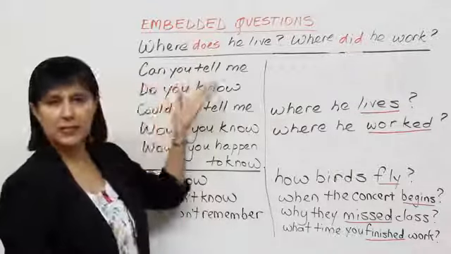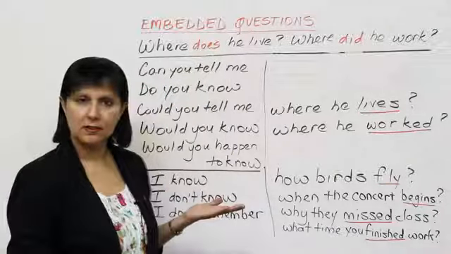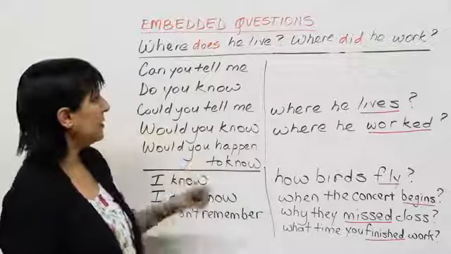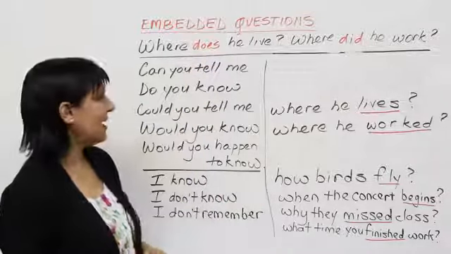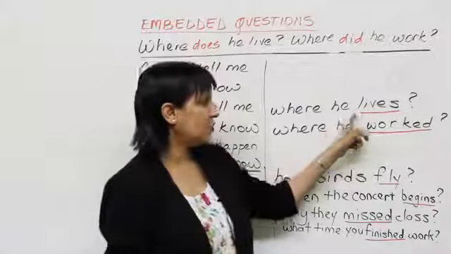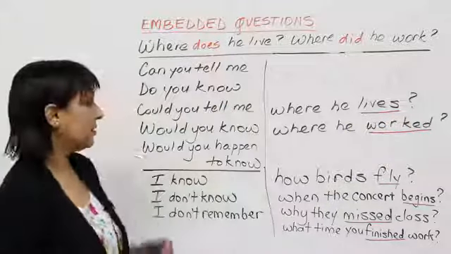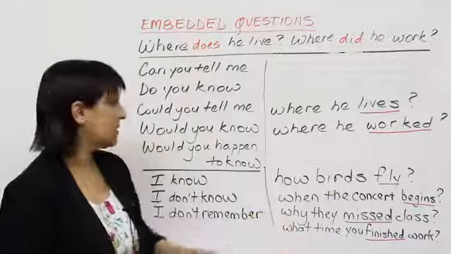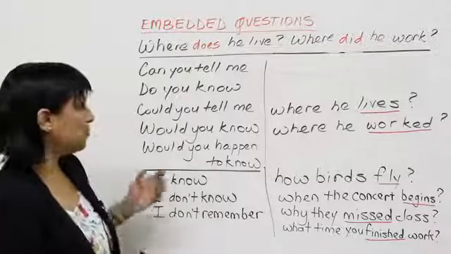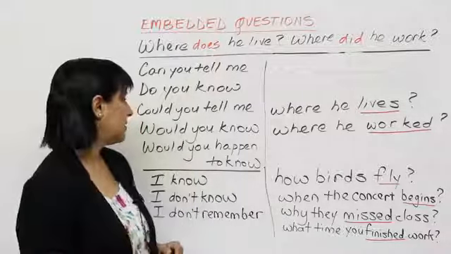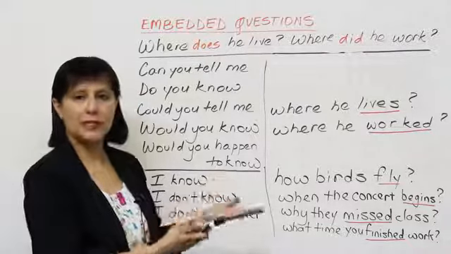Where does he live? Or, can you tell me where he lives? Right? You see what happened? We lost that word does and we came back to he lives with an S. Just like we would if it was a sentence. So, do you know where he lives? Could you tell me where he lives? Would you know where he lives? Would you mind telling me where he lives?